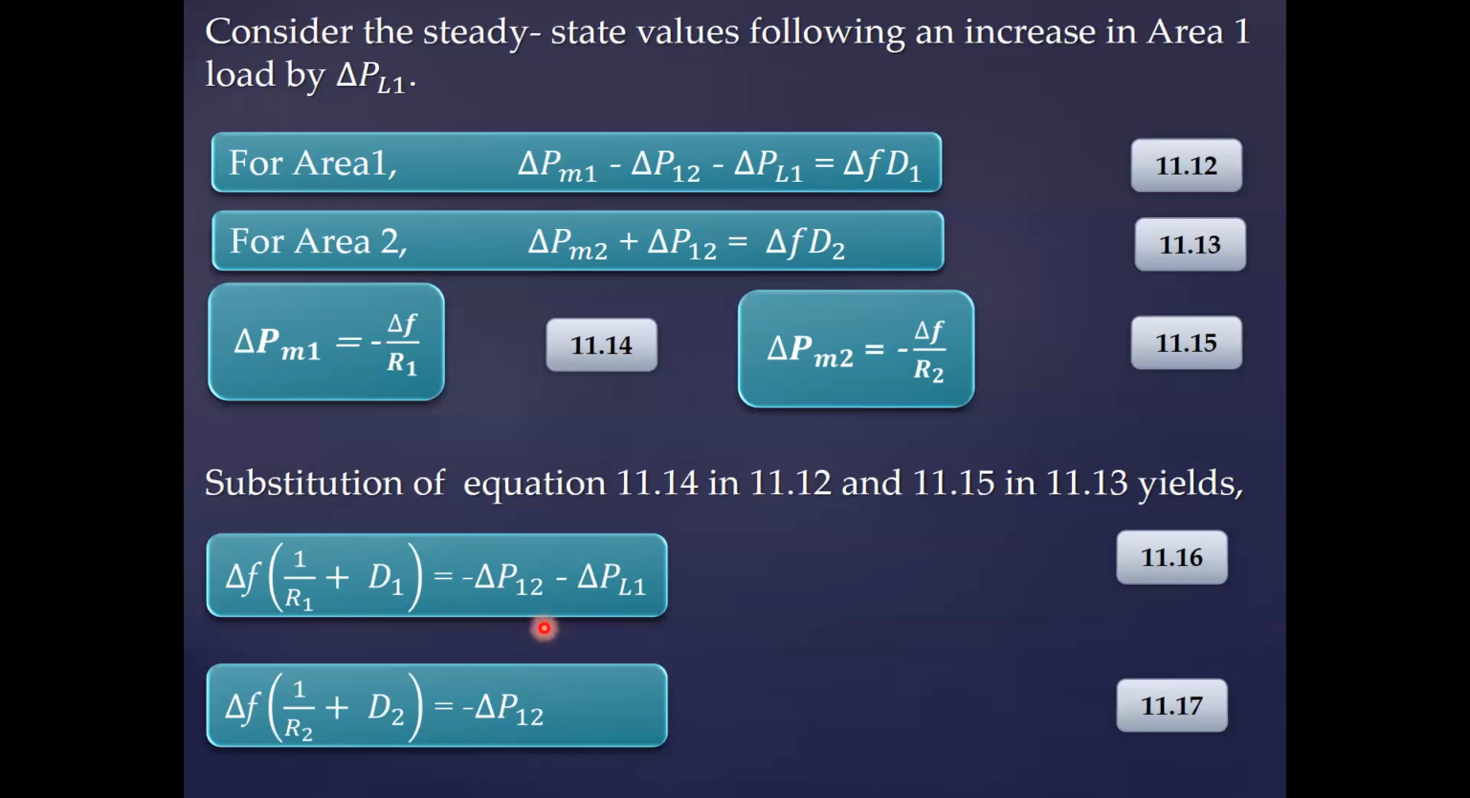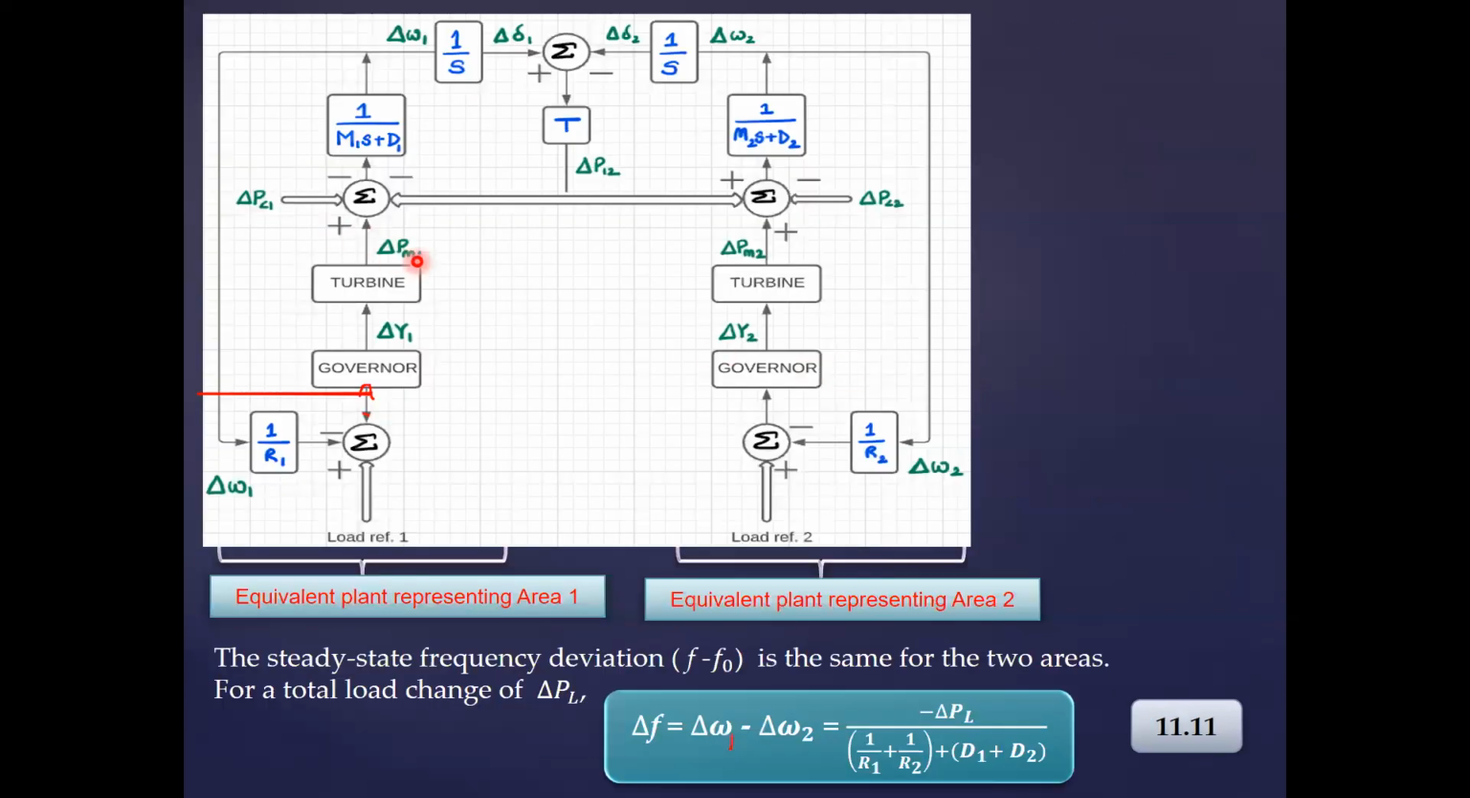So with the substitution of this, you have the equations for the two areas written down in this way. As a reminder, what does this del PM1 refer to? Del PM1 and del PM2, are these the droop coefficients? No, R1 and R2, they are the droop. And del PM1 and del PM2, they are the turbine output power. Okay, right.